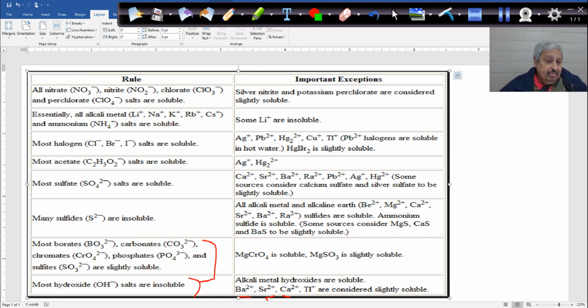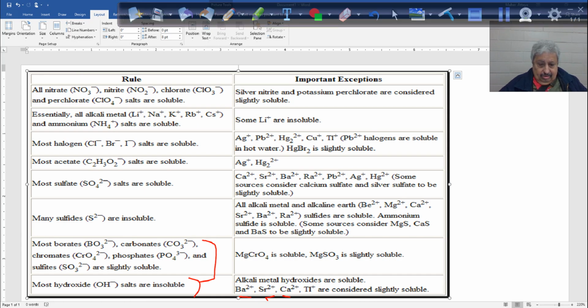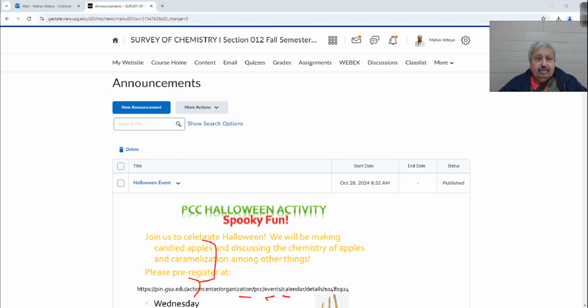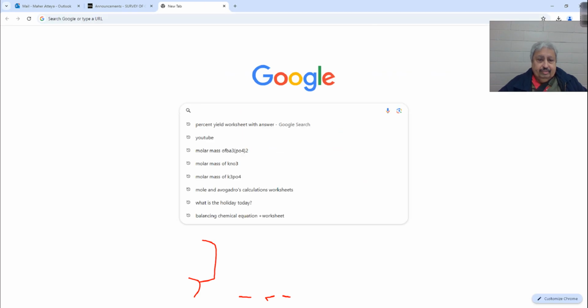So maybe I can find you one that is easier to visualize the ions. I think it will be wise if we look together at this. You can print it out, and I will try to find you another, even better one. So let me get into the solubility.